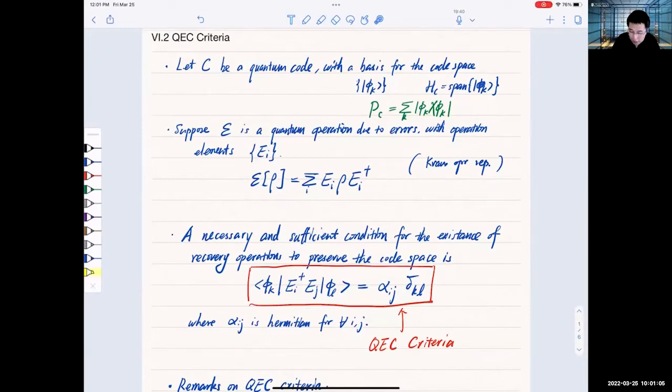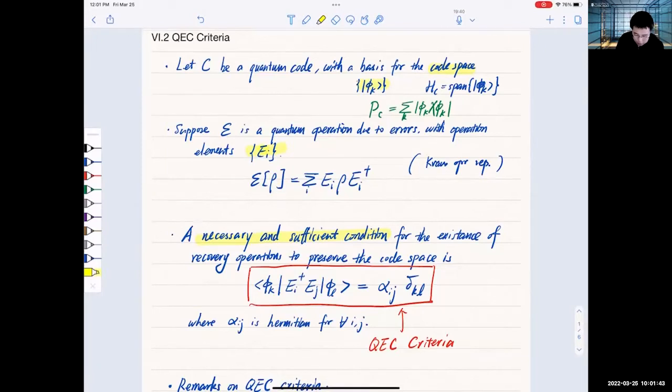All right, and the answer is actually a very concise statement, as shown here, which we call the quantum error correction criteria. It is a necessary and sufficient condition for a given quantum code to correct a set of errors. The condition depends only on the choice of the code, using the code words and the operators associated with your errors.